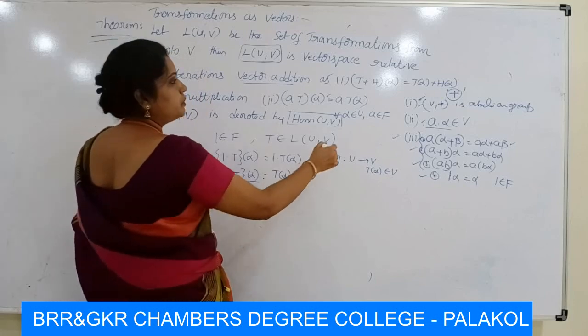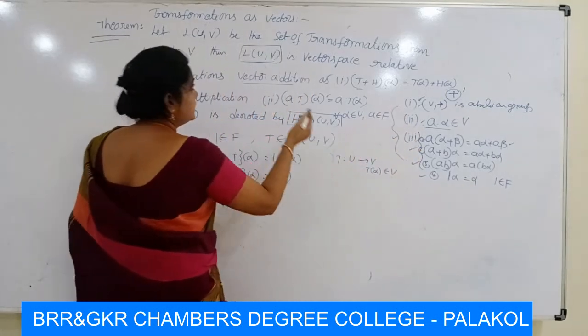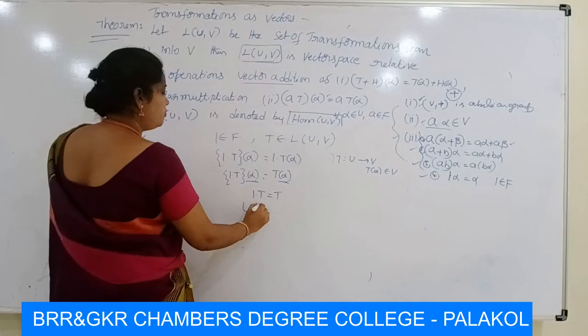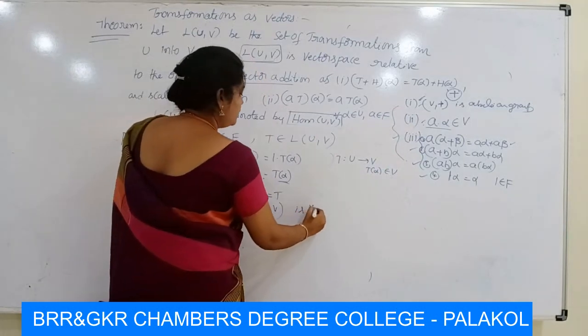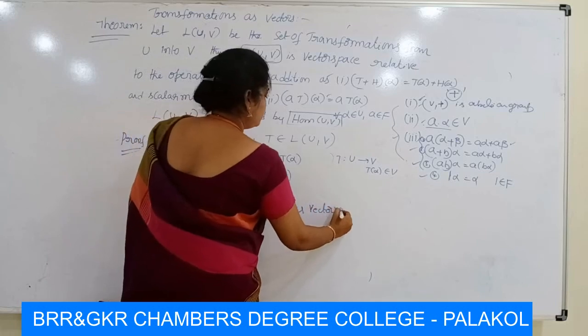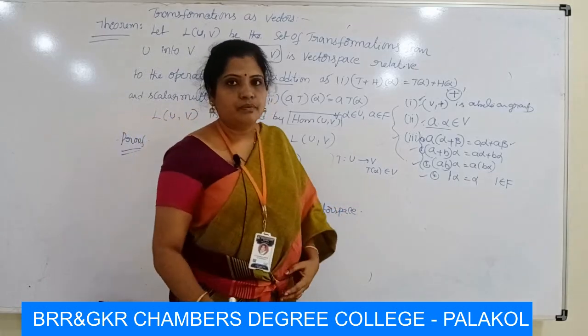Therefore all the properties of a vector space are satisfied in L of UV. Therefore L of UV is a vector space. Thank you.